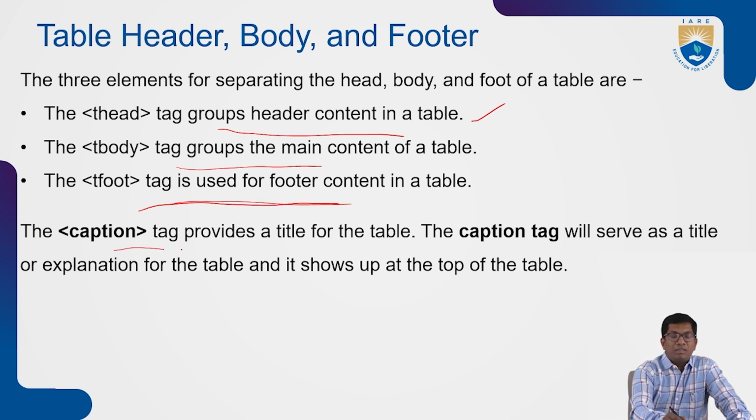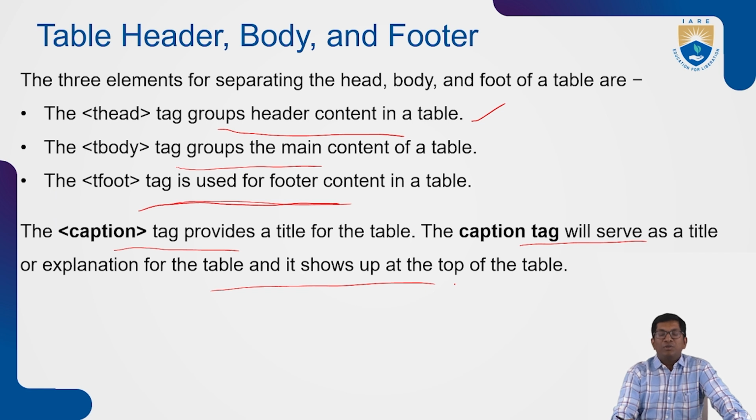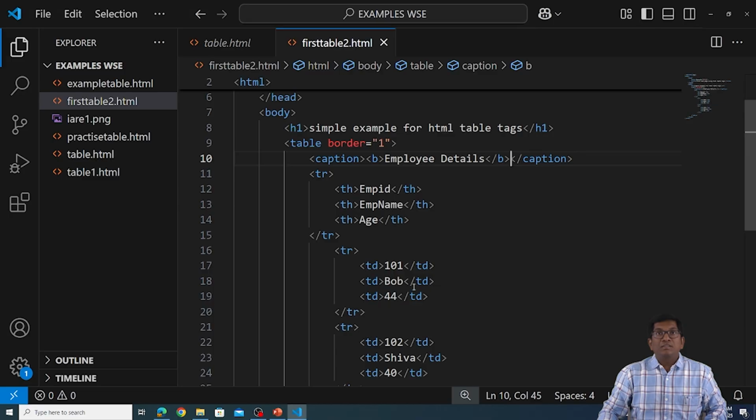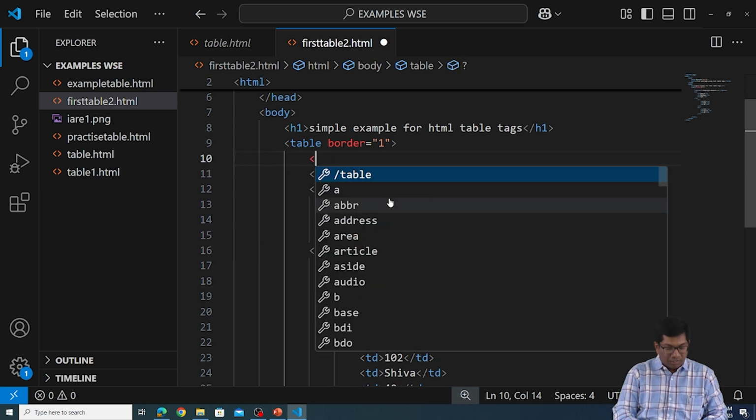So already we discussed the caption tag provides a title for the table. Caption tag will serve as title or explanation of a table, and it shows up at the top of the table. So very important, in HTML5 they included the new elements for table: thead, tbody, and tfoot. So we'll see a simple example of how we can use them. So this is the previously discussed employee table. Here we are dividing three sections. One is a head section by using thead.